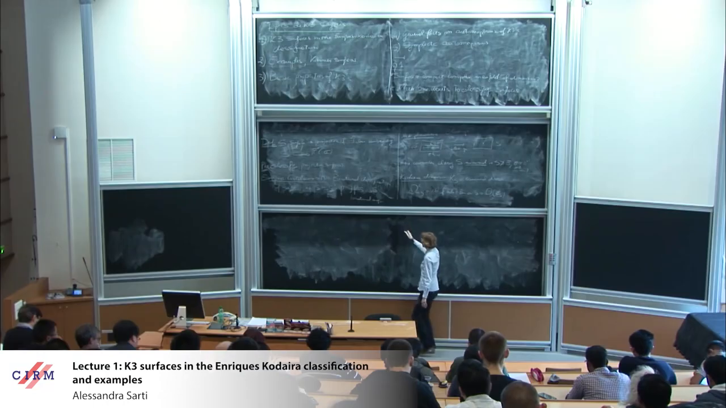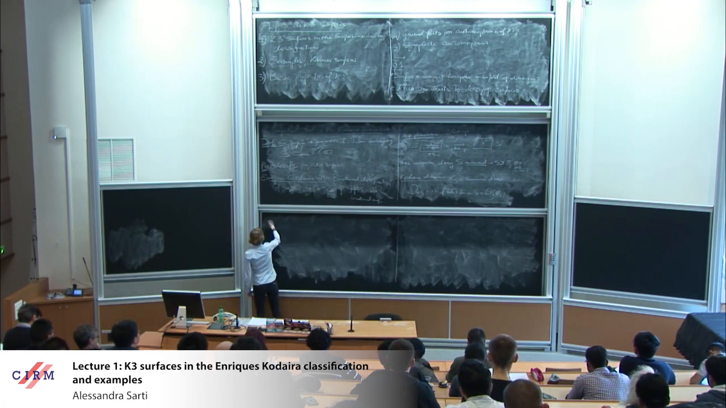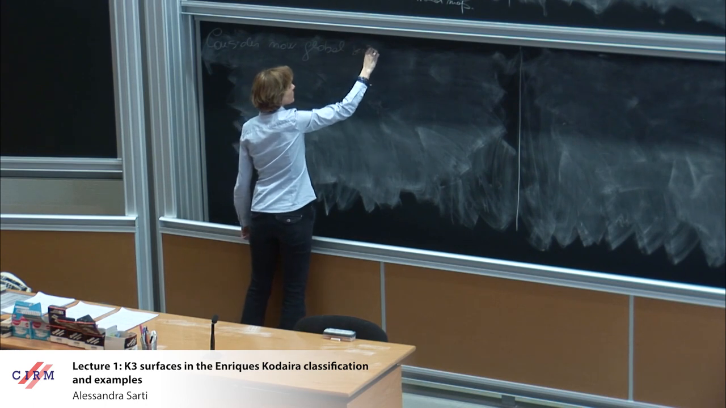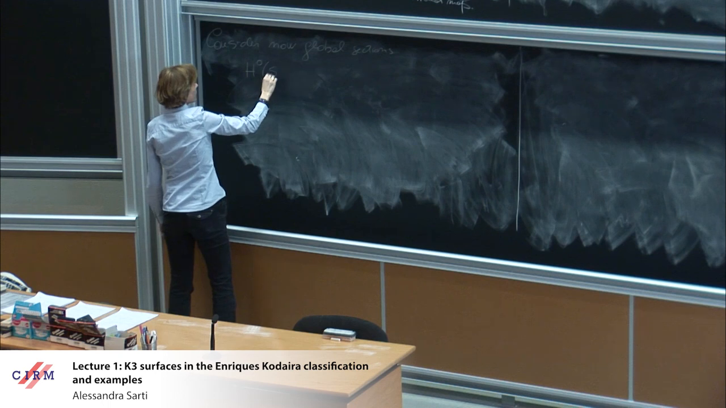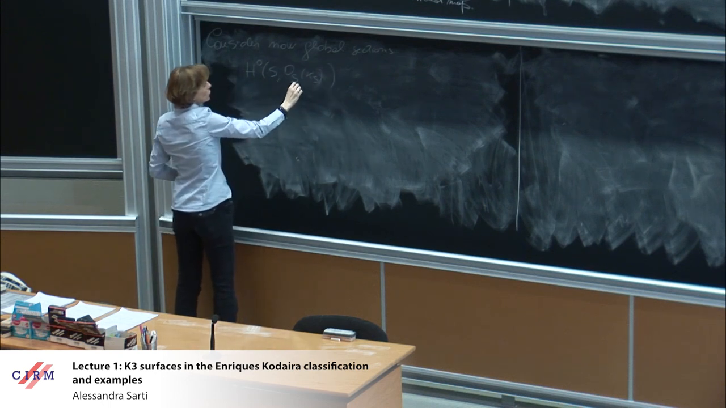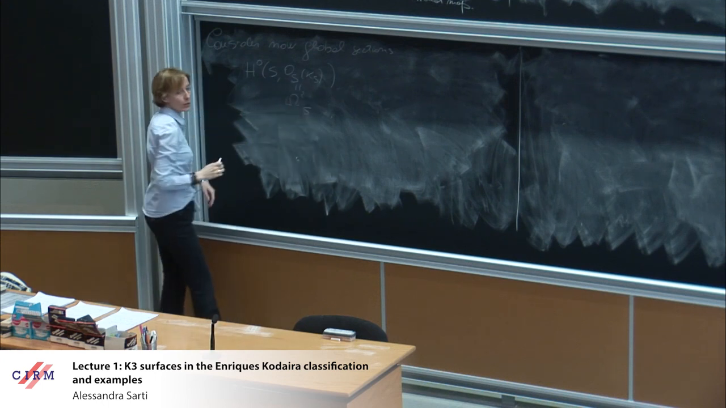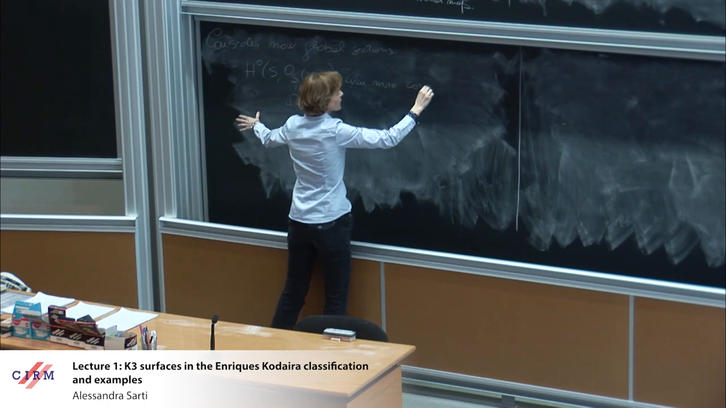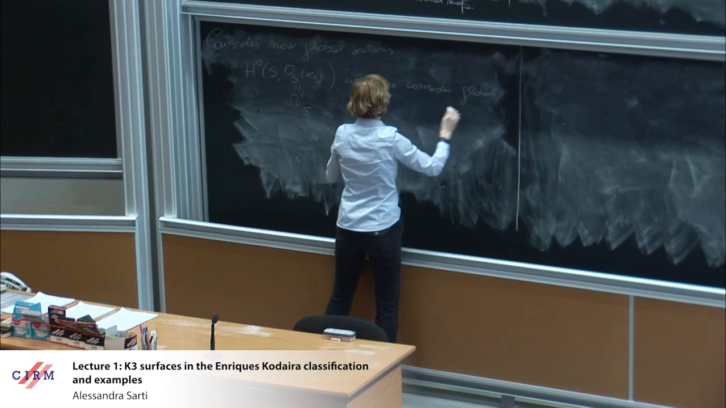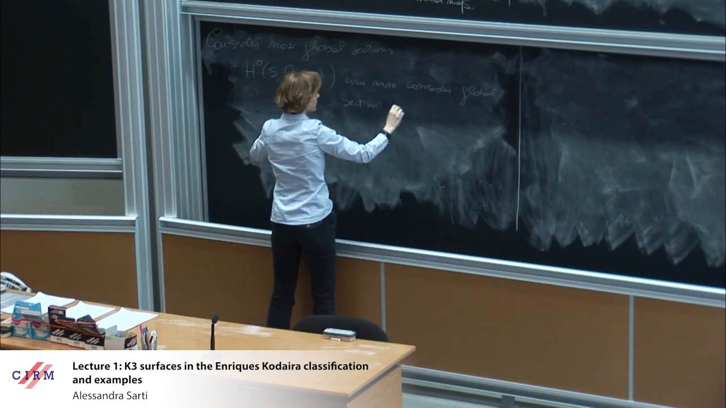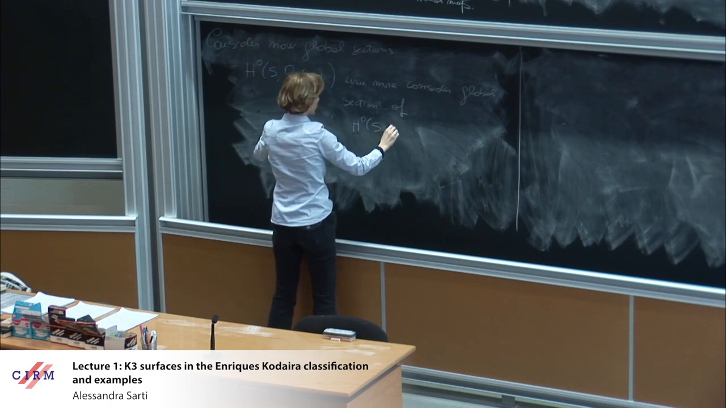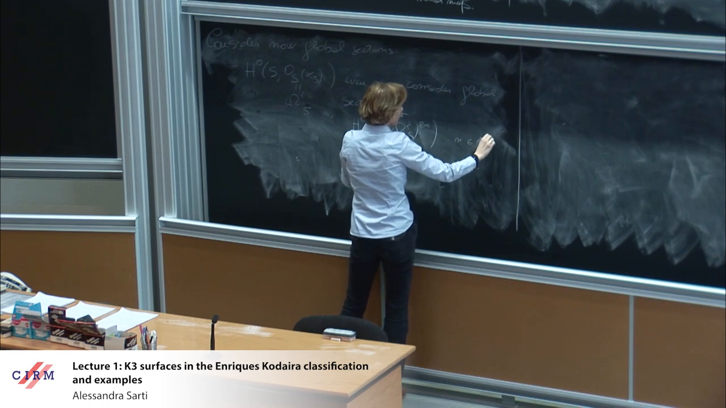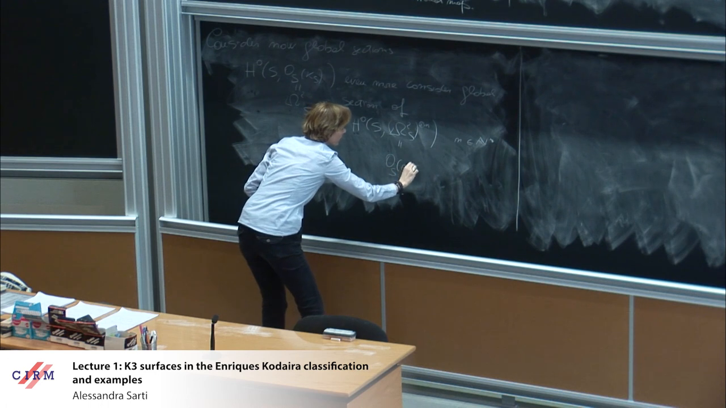So consider now global sections. H0 of KS. I will switch often the notation from the sheaf to the vector bundle, depending on what I'm talking about. Global sections, and even more, consider global sections of a twist of that, K_S tensor n, to some power, for n in N. This is also the same as O_S of n times the canonical divisor.